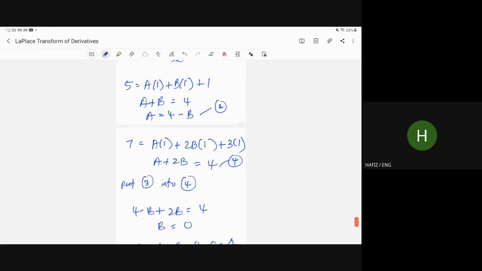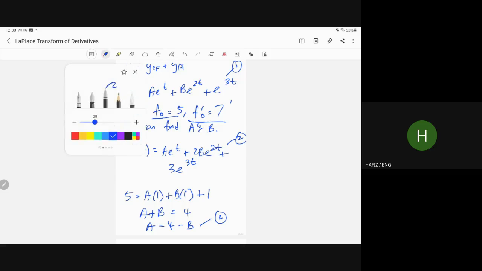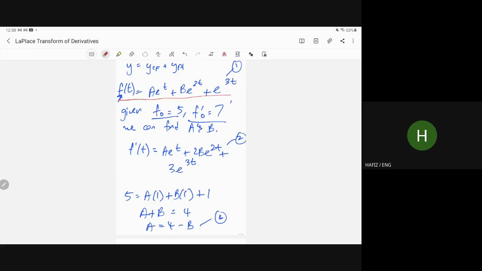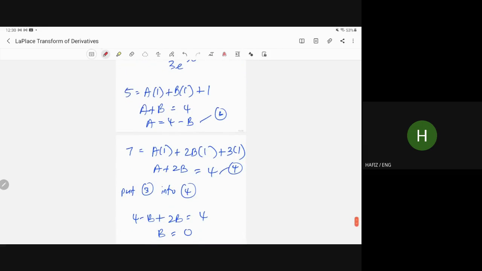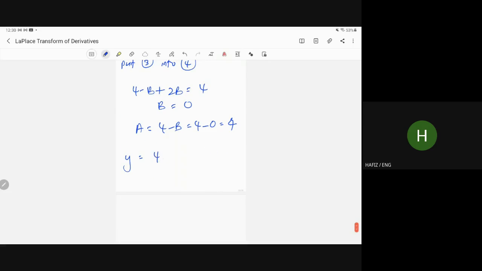Okay, so look back at this equation here, your f(t). Okay, so now we know that B is 0, we know A is 4, so now we have the new equation of y equals to 4e^t plus e^(3t). So that's the final answer using calculus.